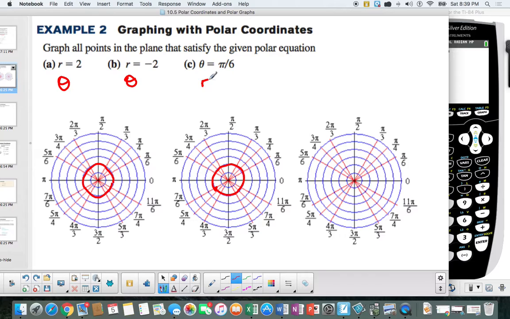Over here, the radius isn't being designated. All we know is the radius can be anything, it's only the angle that is pi 6. So it'll be that line. The reason I'm graphing down here is the radius could be negative. So we could go pi 6 and then have a radius that's negative.